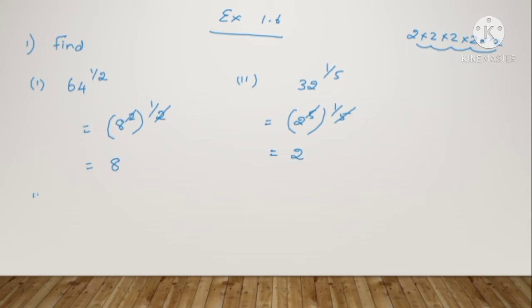Next, third subdivision. 125 the whole power 1 by 3. So how can I write 125? We can write 125 as 5 cube the whole power 1 by 3. Just check it. 5 into 5 into 5. 5 5s are 25. 25 into 5 gives us 125. So 125 we can write as 5 cube the whole power 1 by 3. So 3 gets cancelled. So the answer is 5.